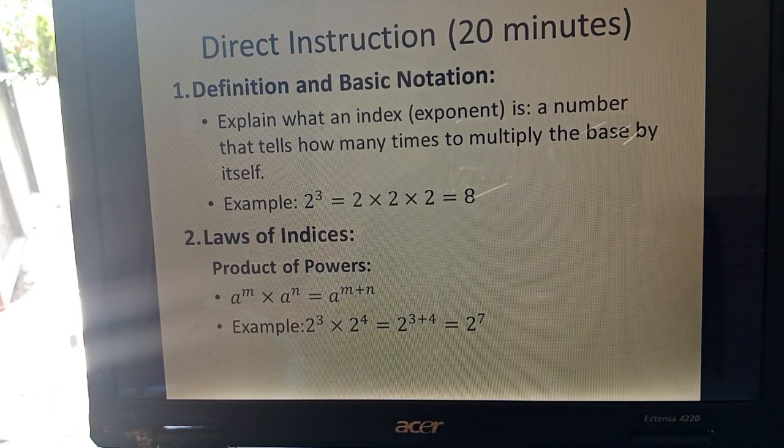So in the laws of indices, we start with the law known as product of powers, and it is a raised to m times a raised to n equals a raised to m plus n. And we give an example there where we have 2 cubed times 2 raised to 4 is equal to 2 raised to 3 plus 4, which is equal to 2 raised to 7. So you can see now 3 and 4 represent the m and the n, and a represents the base.